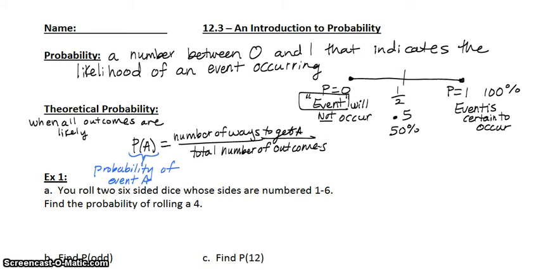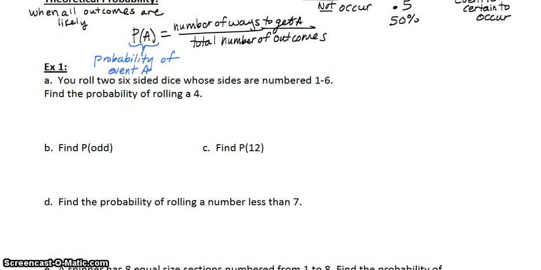This becomes more clear if I show you some examples. Most students don't just memorize that. That is Miss Olson's definition, not straight from the book. Let's look at example 1 and I'll tell you more. So let's say that you roll two six-sided dice whose sides are numbered 1 through 6. I want to find the probability of rolling a 4. So in probability language, I would write P(4). And when I say a 4, I should be more specific. I mean a sum of 4. I don't mean just the number 4.